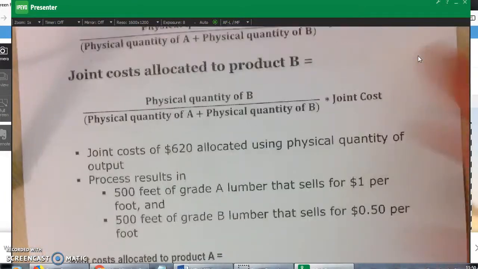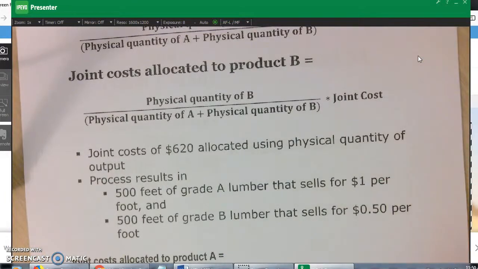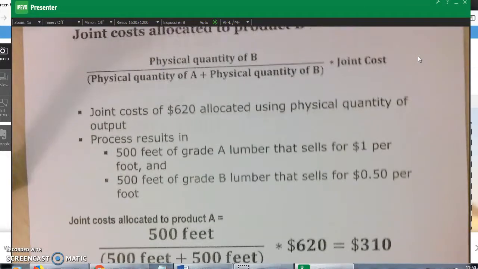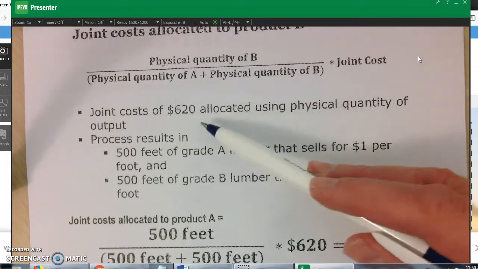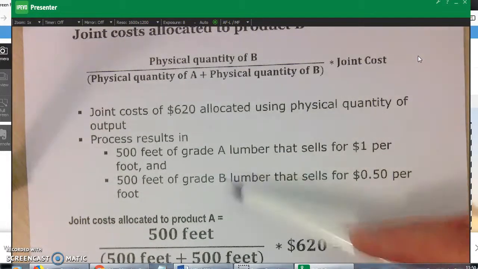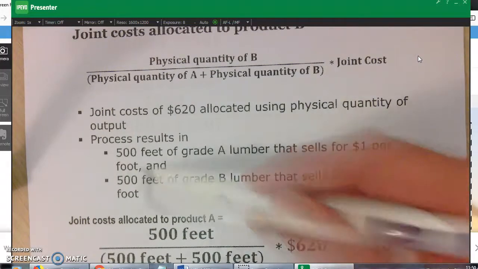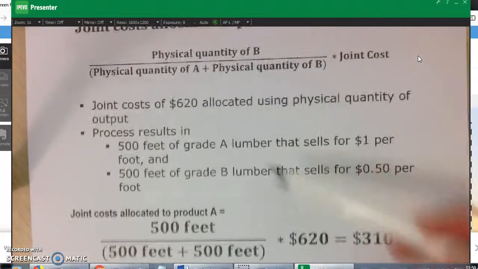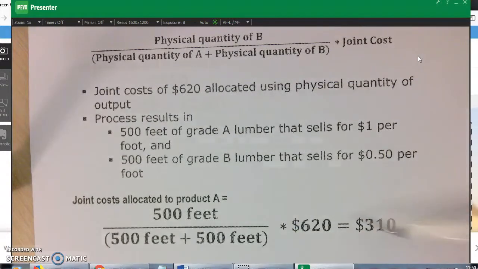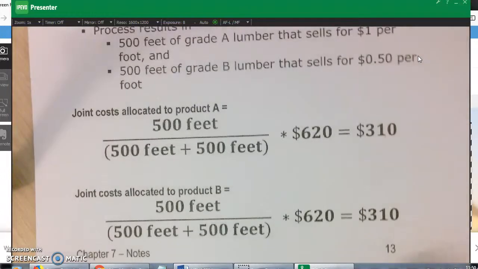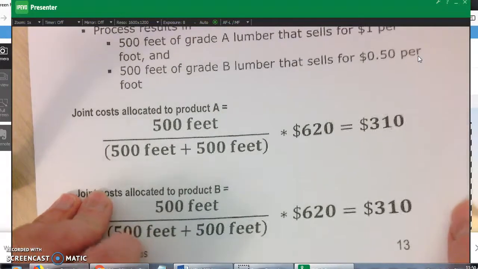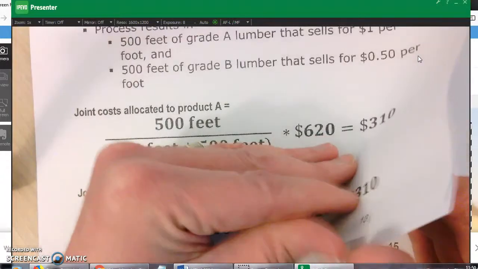Okay, so if I look over here, I have a joint cost of $620 using physical quantity. If I have 500 feet of grade A and 500 feet of grade B, that means I have a total of 1,000 feet. So half, 500 divided by 1,000 times 620, or 310, will go to product A, and 310 will go to product B. So that's another way to do it.